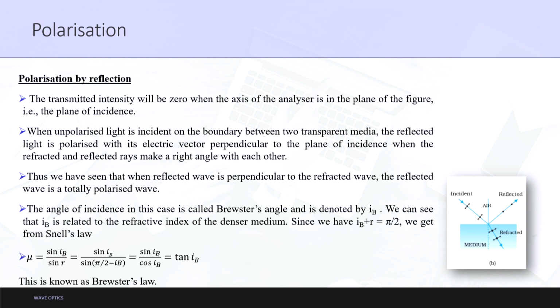Now please look over carefully, because one of the things called the Brewster angle will come into the picture. What is this angle? Please let me explain to you. The transmitted intensity will be 0 when the axis of the analyzer is in the plane of the figure, that is, the plane of incidence.